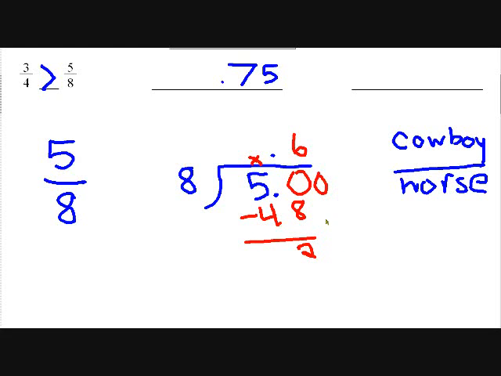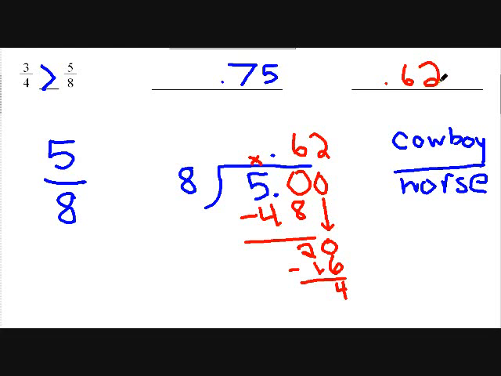Not done yet. Need to throw another 0 up here. Bring the 0 down, and I have 20. 8 goes into 20 2 times. And 8 times 2 is 16. So I put my 16 here, I subtract, and I have 4 left. And now I'm going to stop right here. Let's go ahead and put this 0.62 up here on the other side real quick.